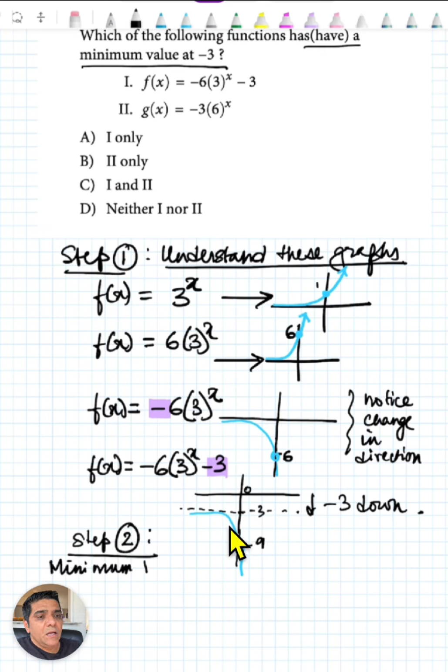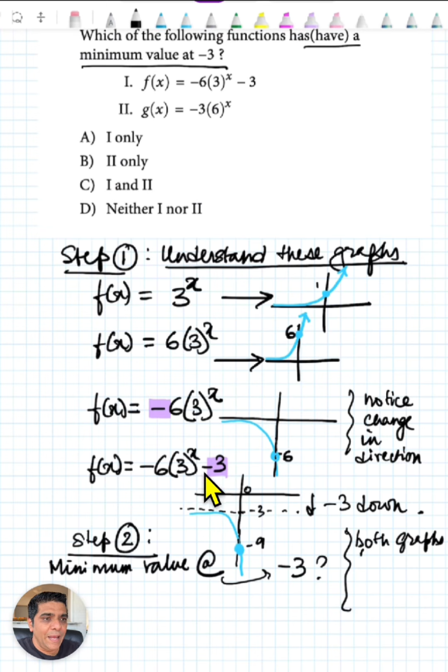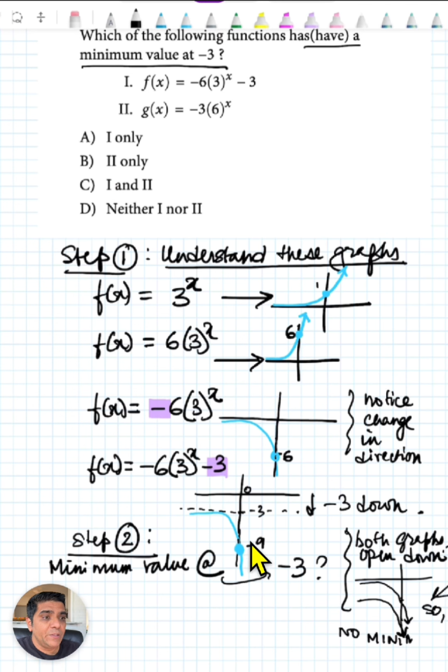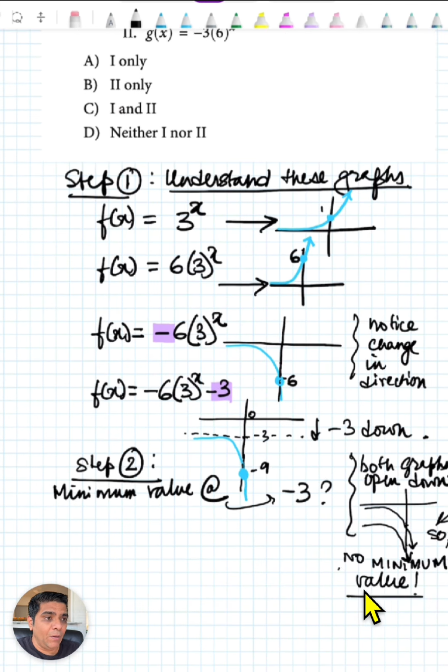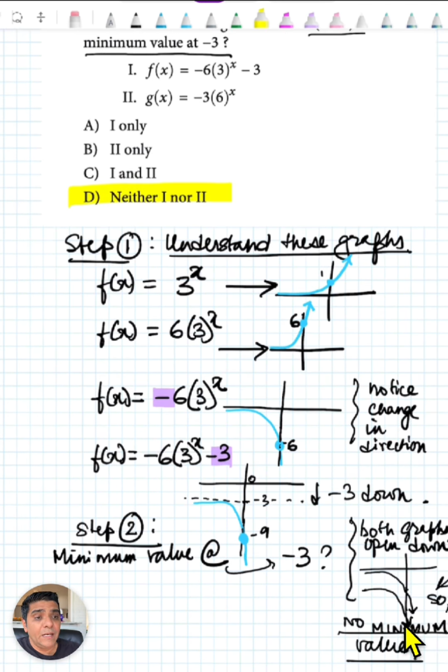So you see, we're looking for a minimum value at -3. At -3, neither graph has a minimum value, because both graphs are going down. They have negative a's, so they're both going downwards. They open downwards, so they don't really have a minimum value at all. They're just going down indefinitely. So our choice is D. Neither 1 nor 2 will have a minimum value at -3.